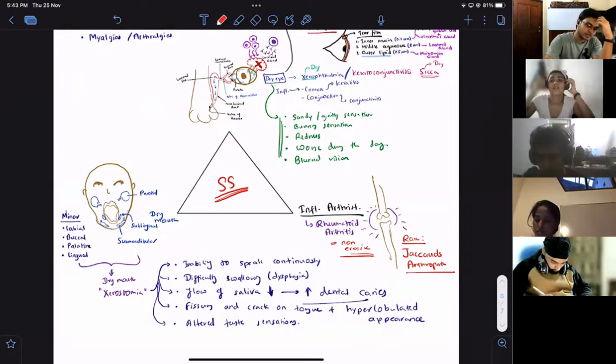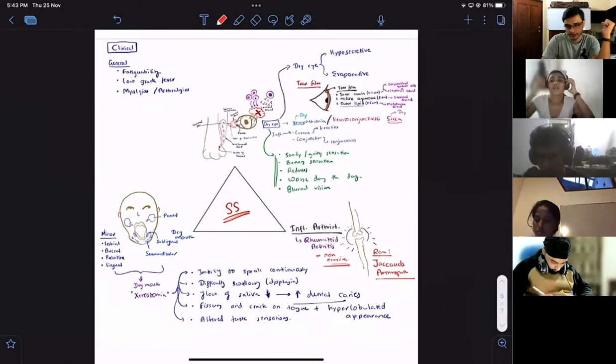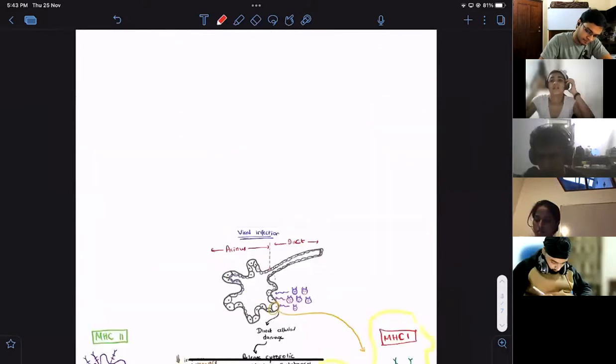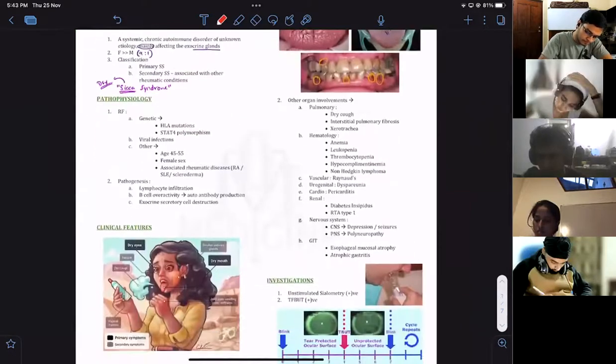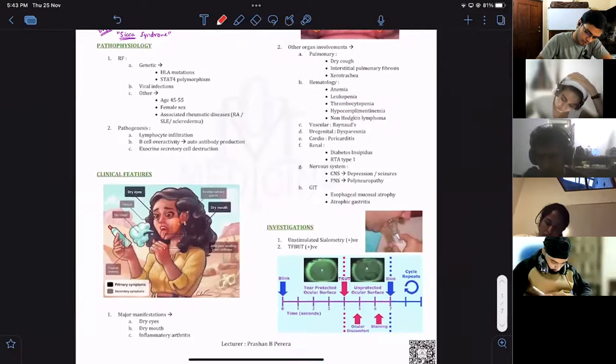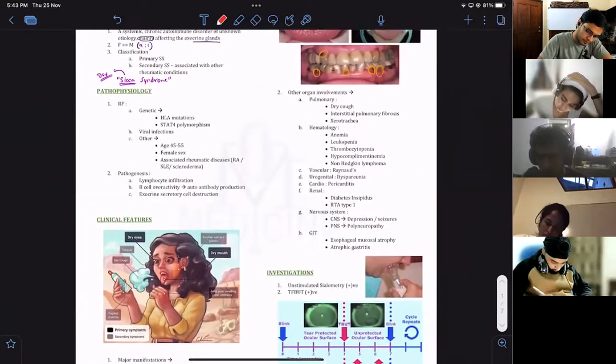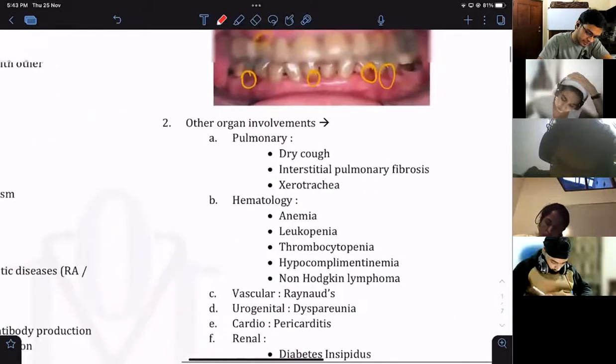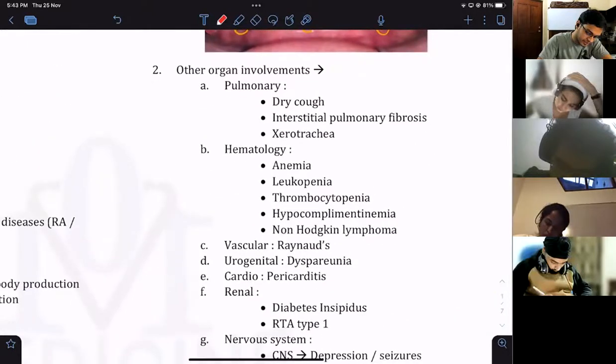Then, guys, take your skeletal note. There is a picture here. We'll talk about those. Come to these other organ involvements.